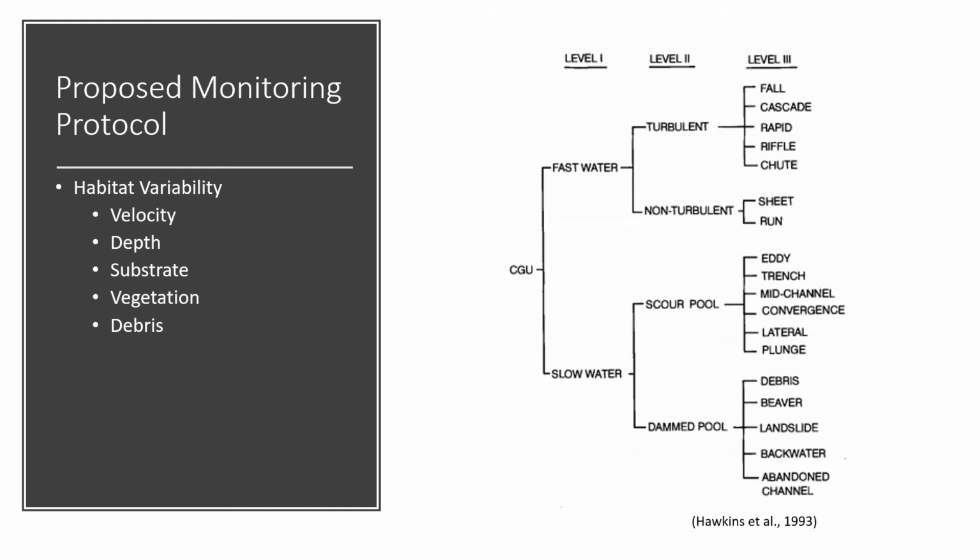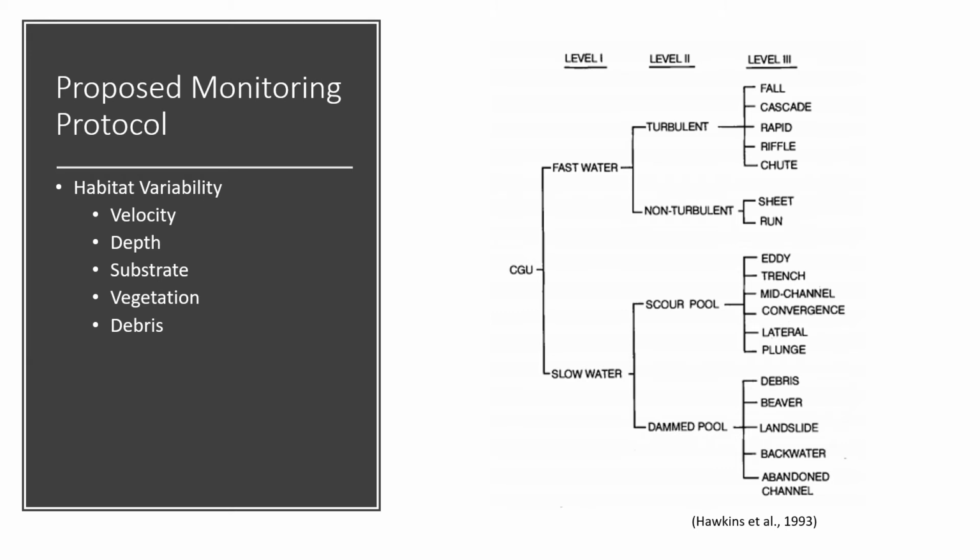And for the slow water spots, I'll identify if they're a scour pool, so kind of a natural pool, or a dammed pool. I will also assess the depth, both the water depth and the depth from the height of the bank to the base of the stream.